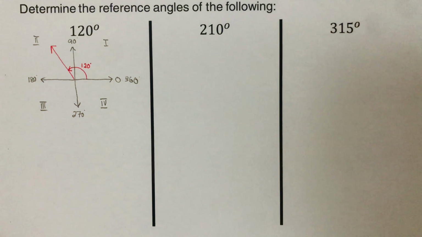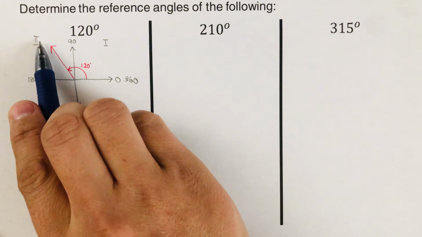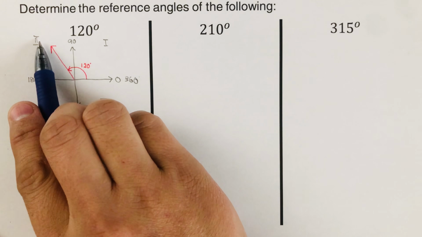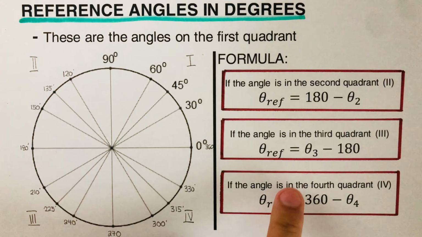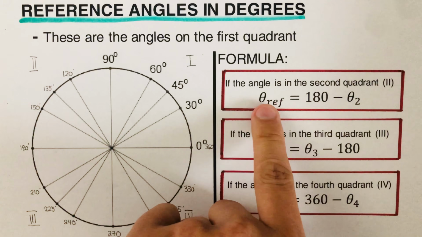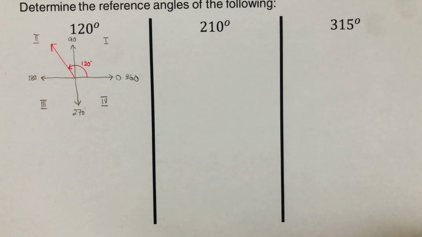Since we see that this 120 angle is located in the second quadrant, we're going to use the formula for the second quadrant, which is this one right here. So this is the formula that we're going to use. I'm going to write the formula up here.